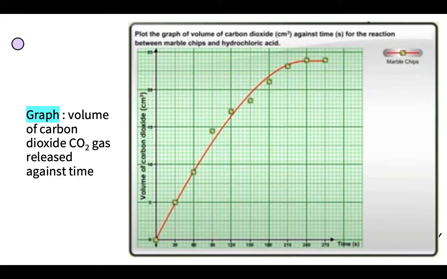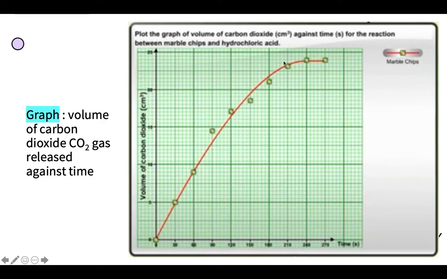We take the initial reading of the burette during the experiment, and then we take the final reading of the burette from the experiment, and we subtract the initial reading from the final reading. So that is the reading of the burette, which represents the volume of gas that is produced. Once we get the volume of gas, carbon dioxide gas produced, we plot a graph with the time taken.